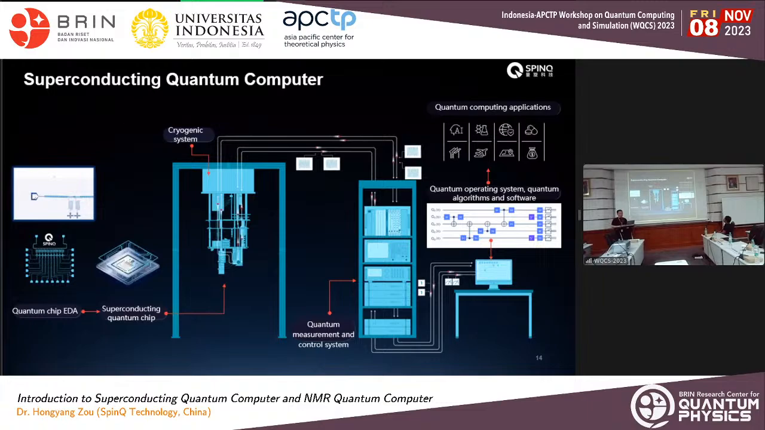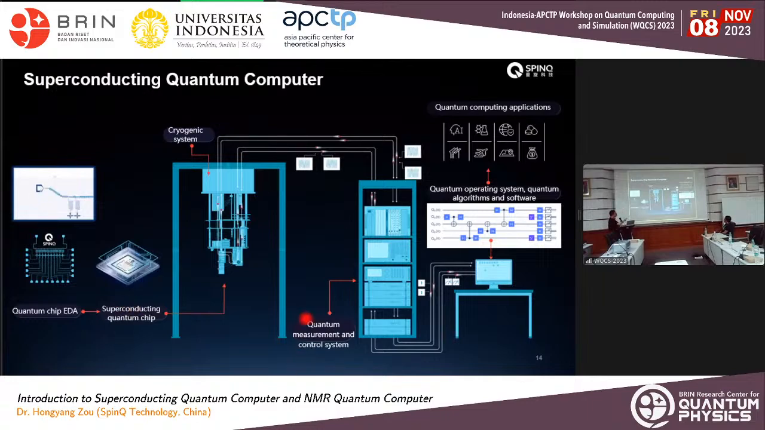Yeah, Dr. also talked about this part yesterday. Okay, now today we can look at this kind of superconducting quantum computer from another aspect.